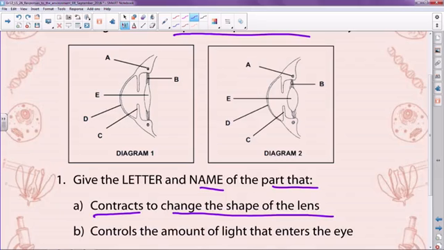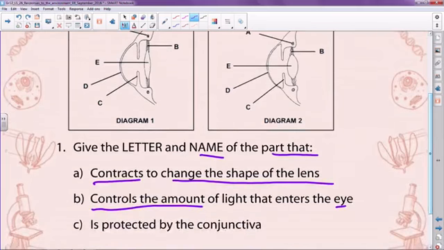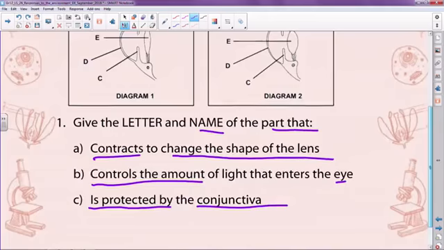Then it says, give the letter and name of the part that contracts to change the shape of the lens, A. B controls the amount of light that enters the eye. And C is protected by the conjunctiva. Those are the questions for you.